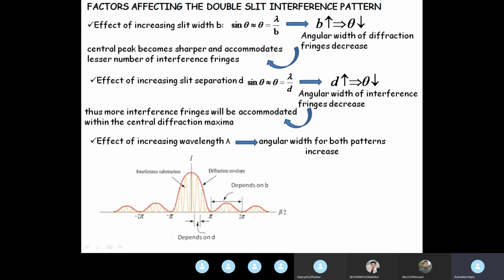So it is the setup, which means the value of slit width B, slit separation D, and incident wavelength lambda, that will decide the nature of the pattern, whether the central peak is sharp, whether the interference peaks are sharp, whether if B is very small, then the central peak is very, very flat, and then you get to see only the interference peaks. So everything will be decided by only 3 factors.